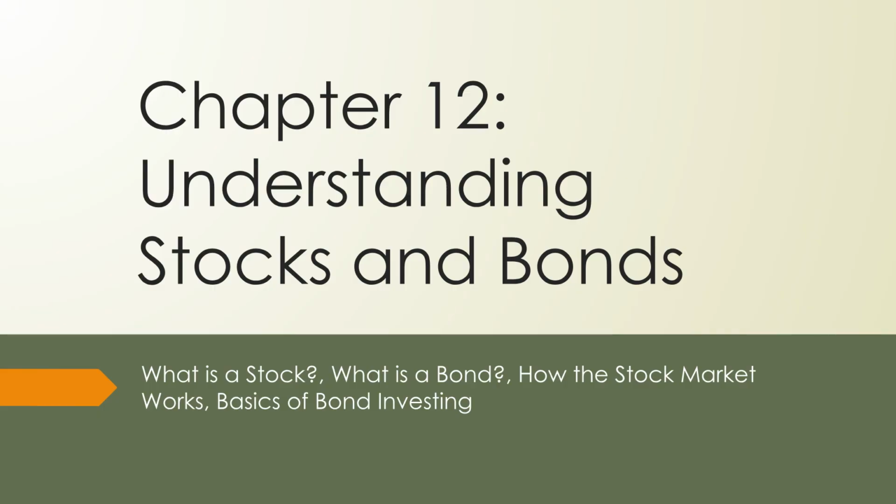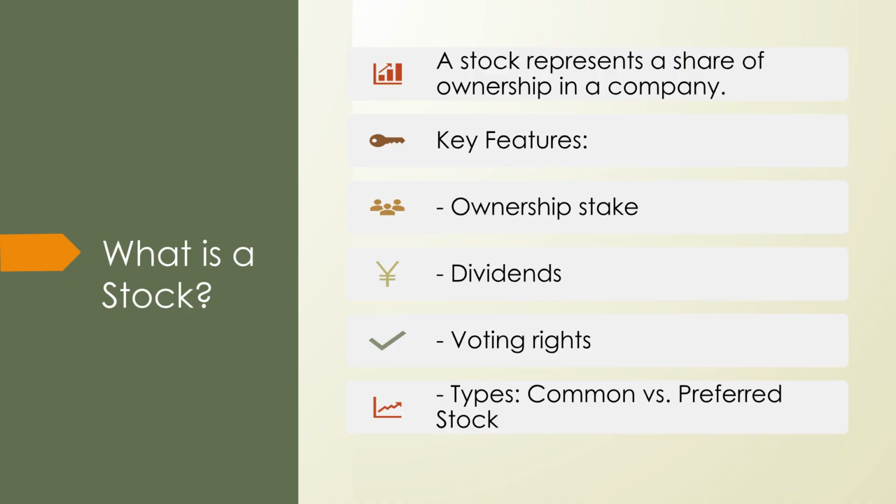In Chapter 12, we dive deeper into understanding stocks and bonds. We'll define each, explain how the stock market works, and cover the basics of bond investing. A stock represents a share of ownership in a company. Key features include an ownership stake, the potential for dividends, and often voting rights. There are common and preferred types of stock.